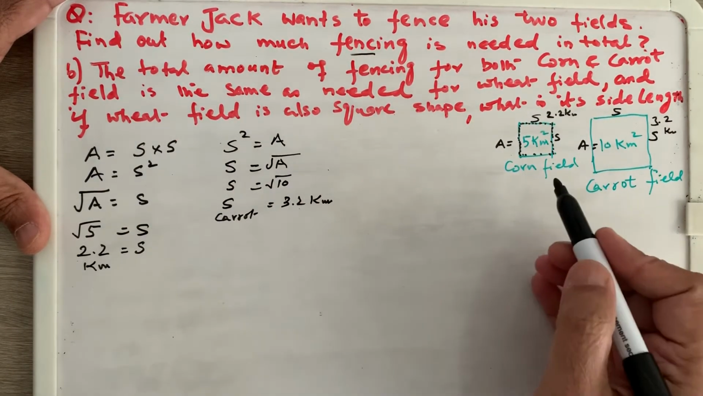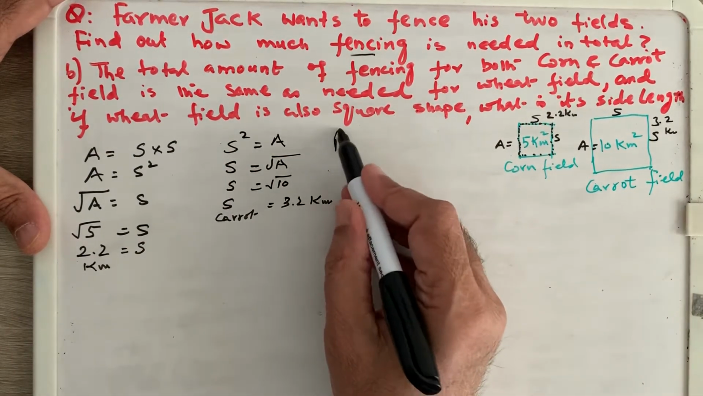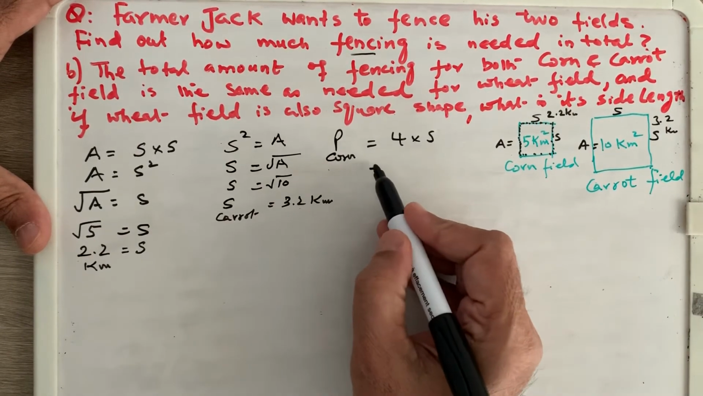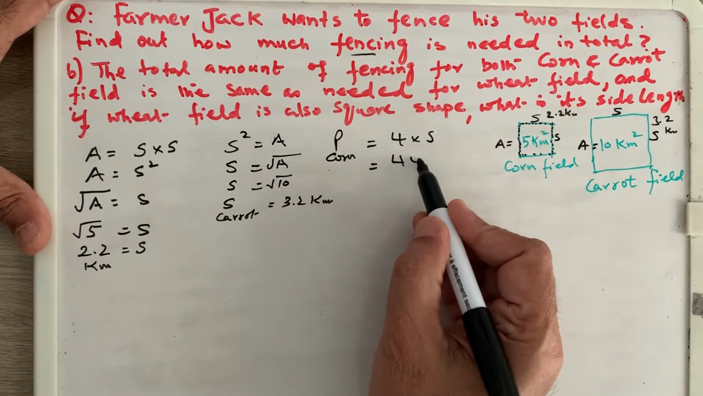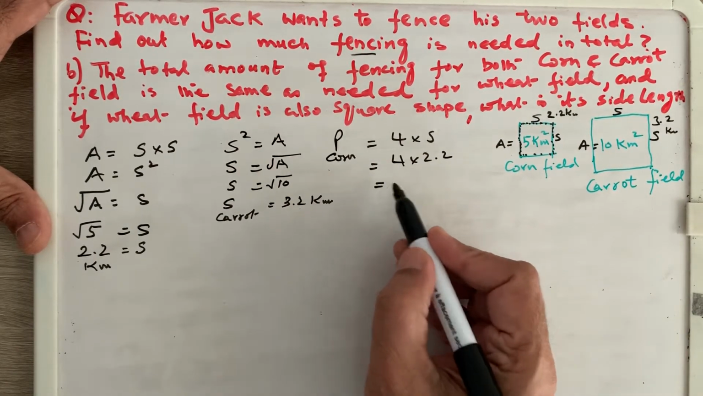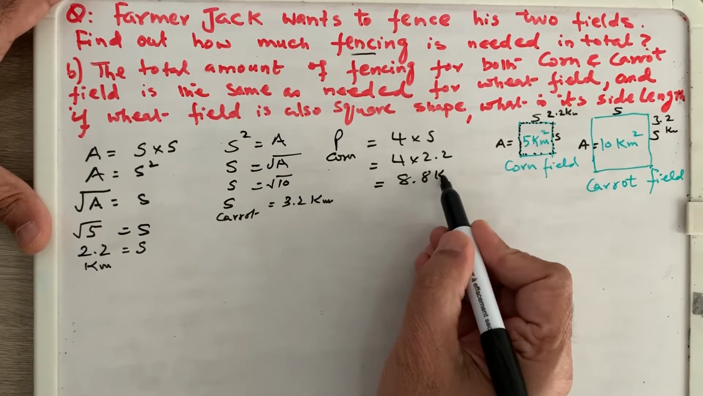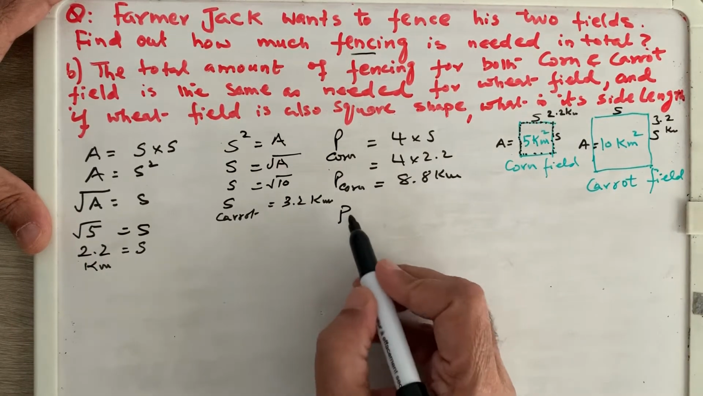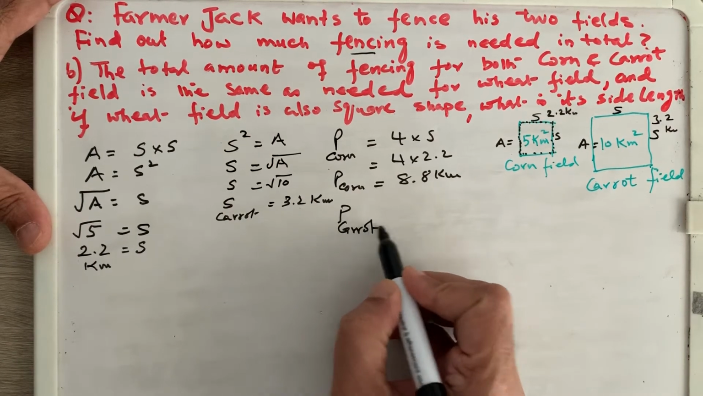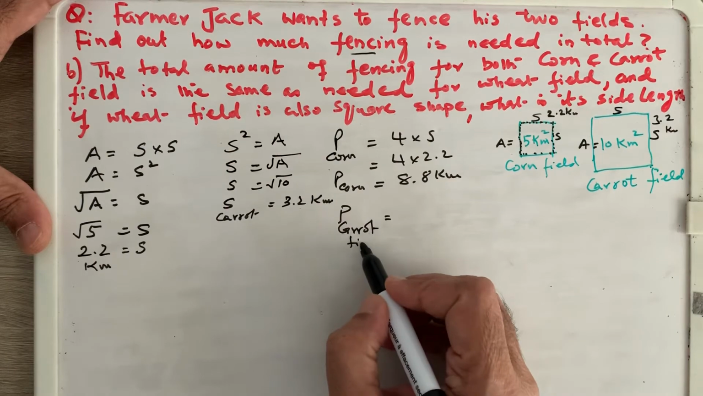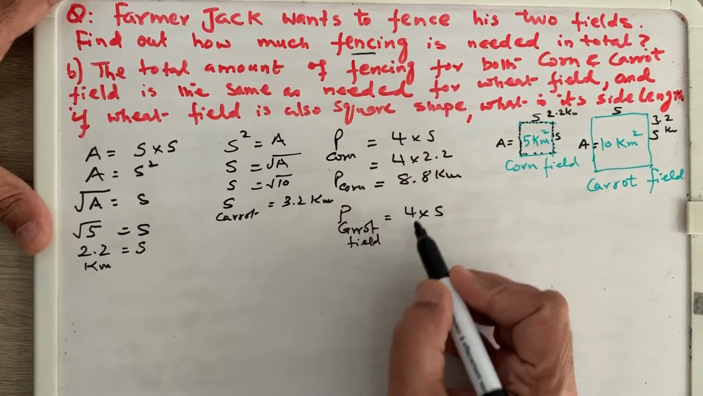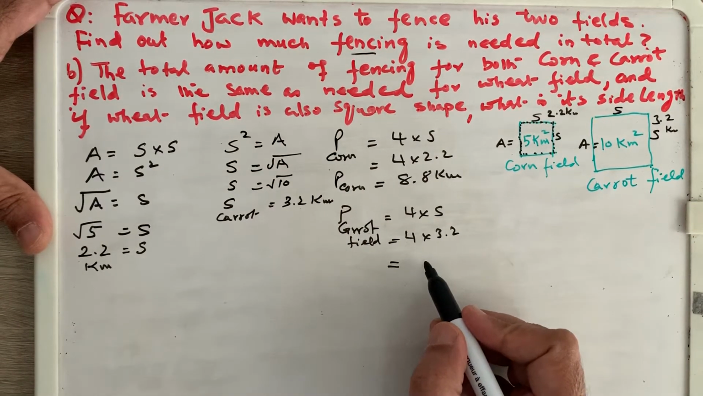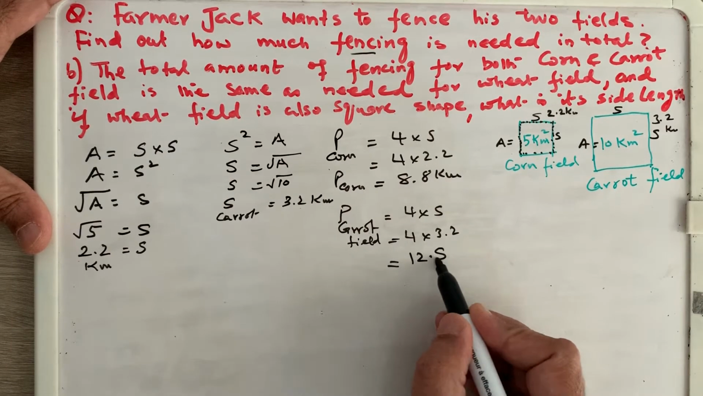So what is the perimeter of the cornfield? The perimeter of the cornfield is equal to 4 times side, and the side now we know. So the perimeter of the cornfield is 4 times 2.2 kilometers, which turns out as 8.8 kilometers. So this much is required for the cornfield, right? Similarly, what is the perimeter of the carrot field? The perimeter of the carrot field is 4 times s, and here 4 times 3.2, which gives me 4 times 2 is 8, 4 times 3 is 12, 12.8 kilometers.